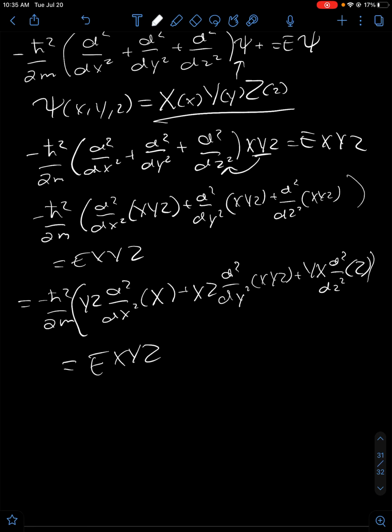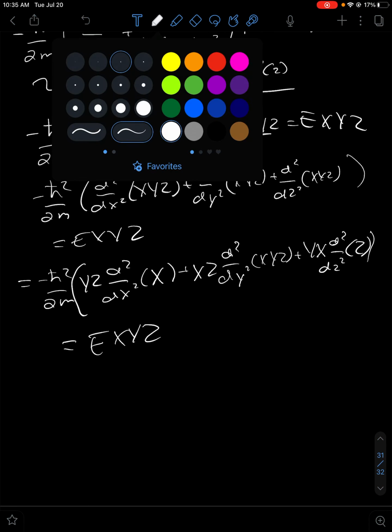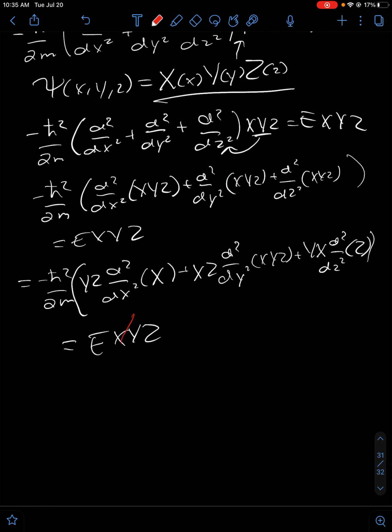Okay, and now you can probably see where we're going with this. We can divide both sides by X Y Z, which makes these go away, these go away, these go away, and picks up a 1 over X term, 1 over Y term, and 1 over Z term. This is a Y, by the way.